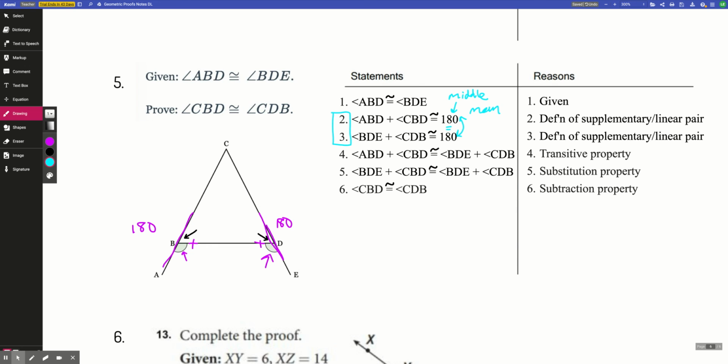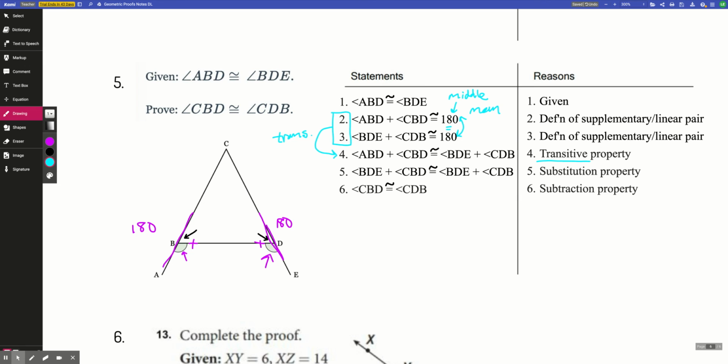Okay, so I have ABD plus CBD, right, is congruent to BDE plus CDB. Okay, so what we did is we combined these two equations and we said we can combine those and write a new equation with the transitive property. So I arrived at step 4. The way I got to step 4 was using the transitive property. So that's why the reason at step 4 is the transitive property.